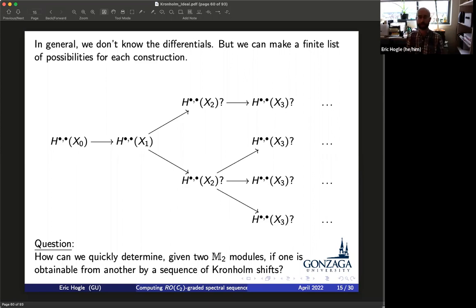So the question I want to answer for today's talk, and this is an extension of things I did for my PhD thesis, which was to calculate things in multiple ways, like I just showed you with this simple example, and play the different calculations off of each other, is: is there a way to quickly determine, if I give you 2 M2 modules, that one can actually be a Kronholm shift of another? In other words, if I give you this module and this module, can you figure out how I got there? Or even that I can get there through these Kronholm shifts?